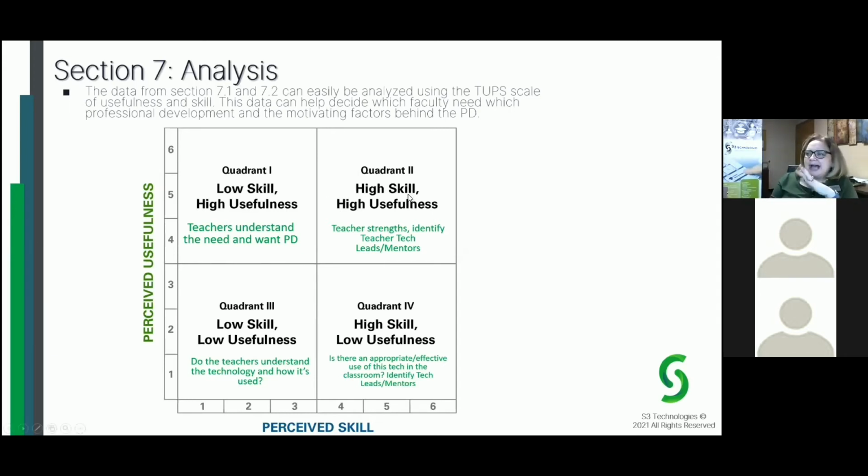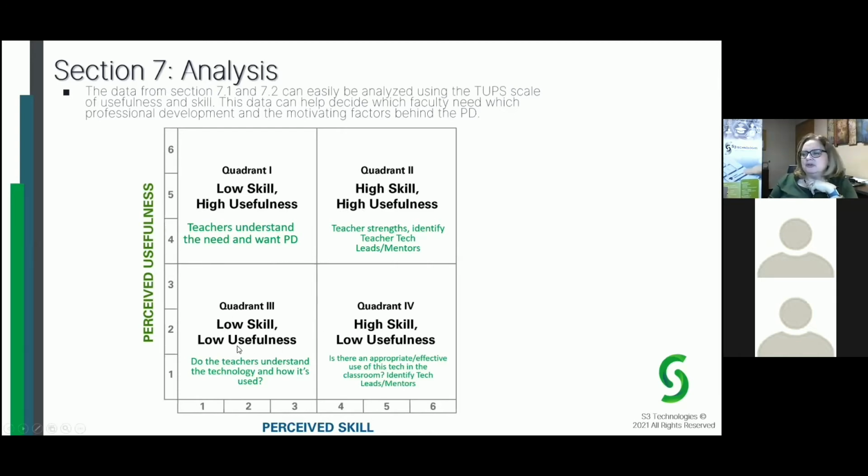Whereas quadrant 2 is high skill, high usefulness. So teachers already know what they're doing with that. They already know that it's important to use. But when I see teachers rate things that fall in this area, that's where I can identify my mentor teachers. So if I see teachers who rank Microsoft Word as high skill, high usefulness, I can pair them up with somebody who maybe ranked it as low skill, high usefulness.